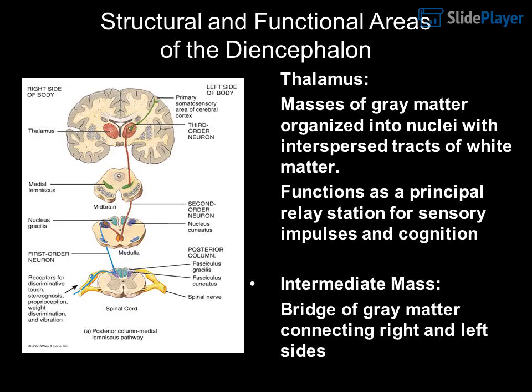Structural and functional areas of the diencephalon. Thalamus: masses of gray matter organized into nuclei with interspersed tracts of white matter. Functions as a principal relay station for sensory impulses and cognition. Intermediate mass: bridge of gray matter connecting right and left sides.